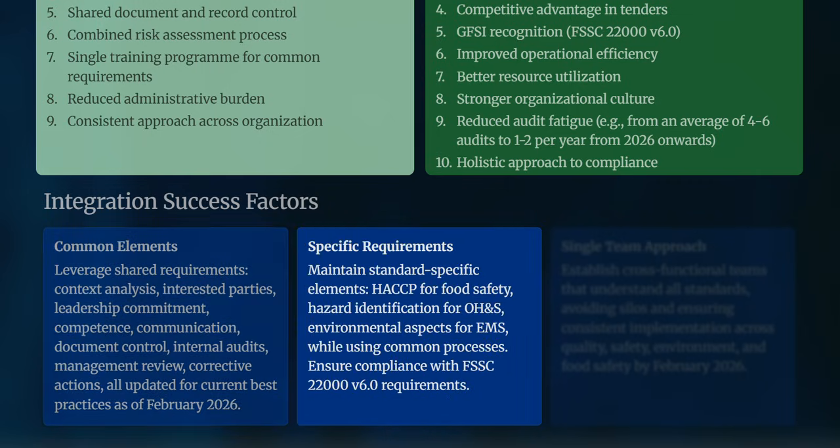And also, the other success factor is the specific requirements. You can maintain standard-specific elements like HACCP for food safety, hazard identification for OH&S, and environmental aspects for EMS while using common processes. So you will ensure compliance with FSSC 22000 version 6.0 requirements.